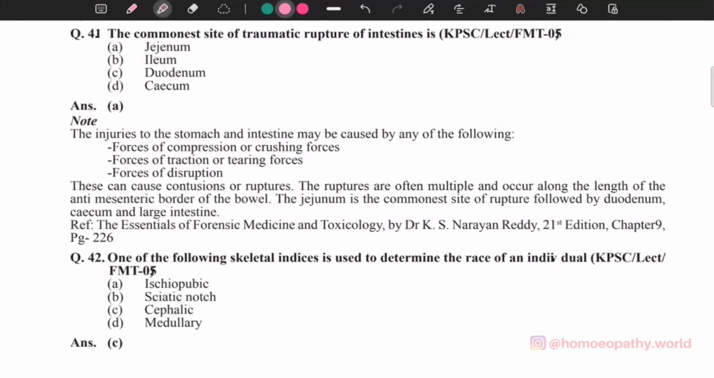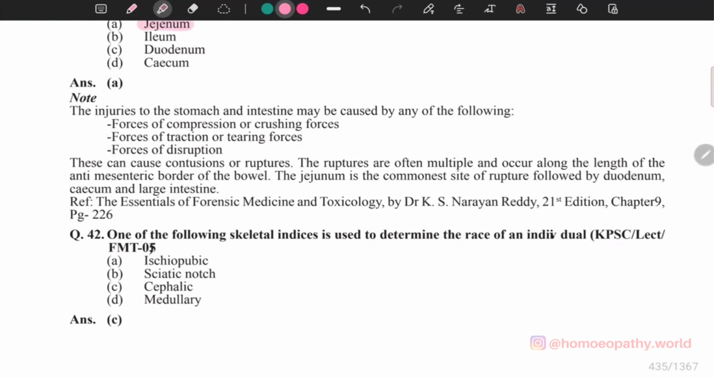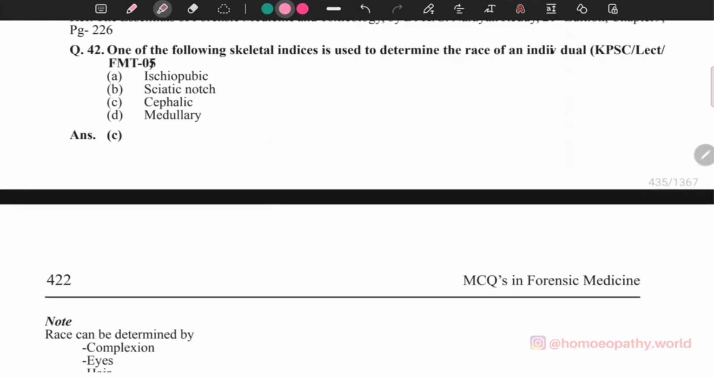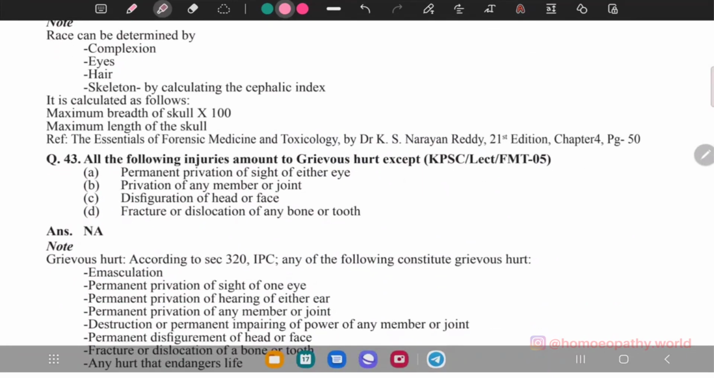Okay. The next question, number 41, is the commonest site of traumatic rupture of intestines is A. Jejunum, C. Duodenum, and D. Cecum. The answer is A. Jejunum. Next question. One of the following skeletal indices is used to determine the race of an individual. A. Ischiopubic, B. Sciatic notch, C. Cephalic, and D. Medullary. The answer is C. Cephalic.